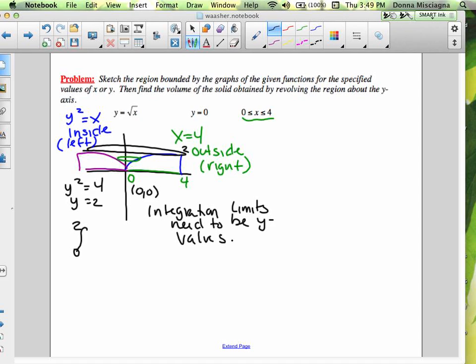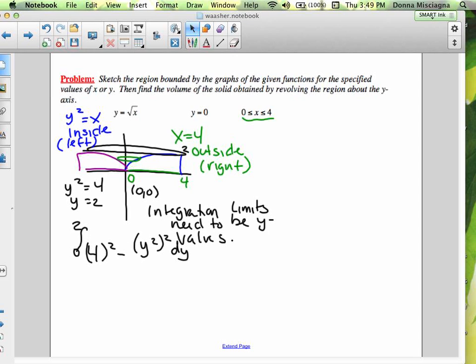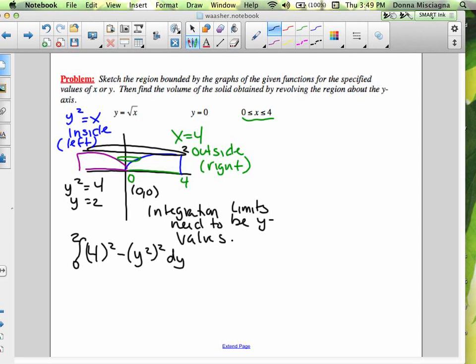And then our outside, we have 4 squared, right? We have to square it, minus y squared, squared. All right, and that's dy. Almost couldn't get the dy in there. I need to move that down just a little bit. All right, so now we can square, and then we'll integrate. Oops, almost forgot something though. Don't forget to put that pi in. Even on just the setup, you don't want to not have that pi in there because that would technically be wrong.